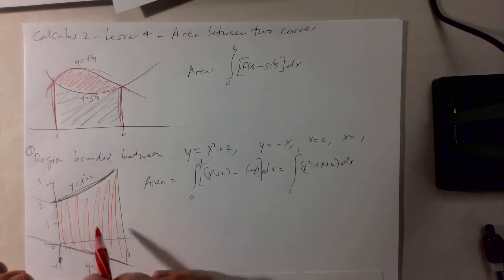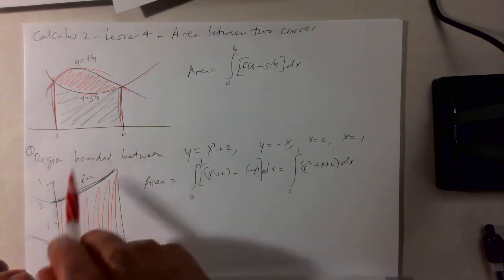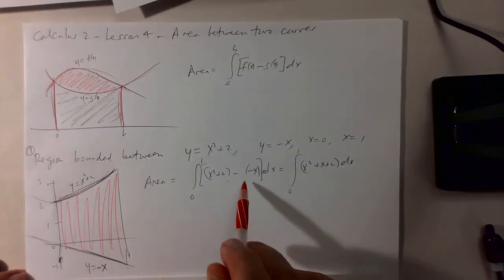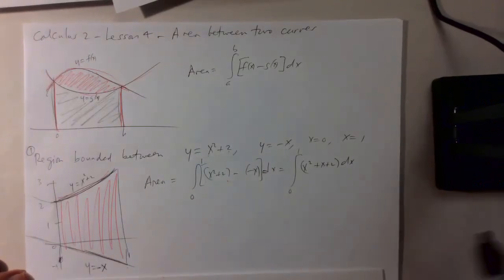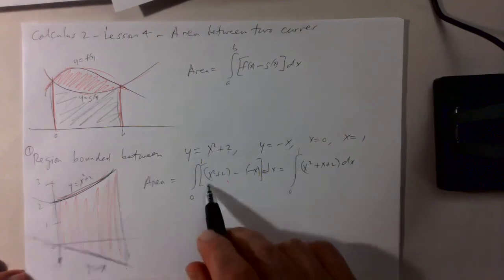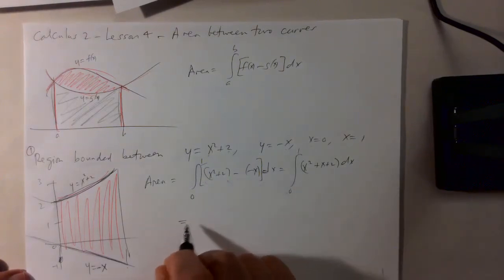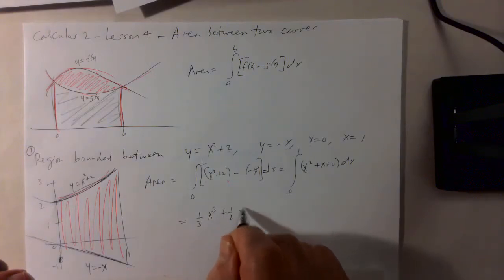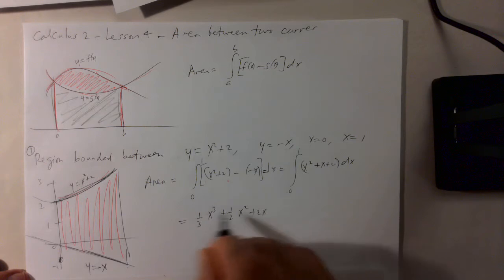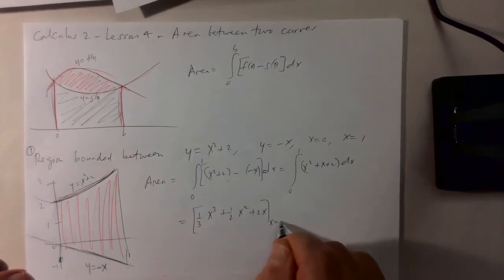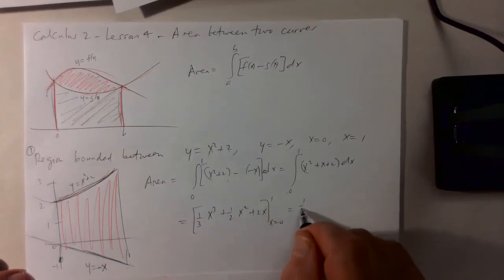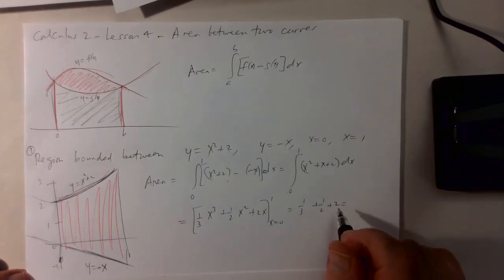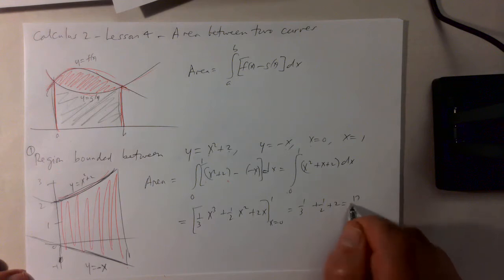And so the area is the integral from 0 to 1 of the curve on top, x squared plus 2, minus the curve on the bottom, which is minus x. So this is the integral from 0 to 1 of x squared plus x plus 2. We integrate that: 1/3 x cubed plus 1/2 x squared plus 2x, evaluated from 0 to 1, which is 1/3 plus 1/2 plus 2 minus 0, which is 2 5/6, or 17 over 6.